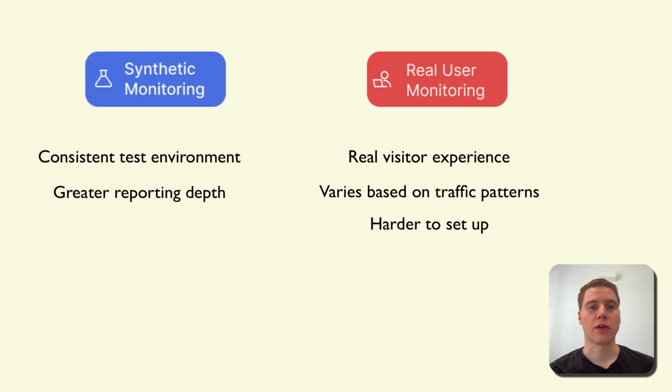RUM is also more difficult to set up, as you need to make a change on your website to start collecting data. To run synthetic tests, all you need to do is enter a website URL, whether that's your own website, a staging server, or a competitor page.